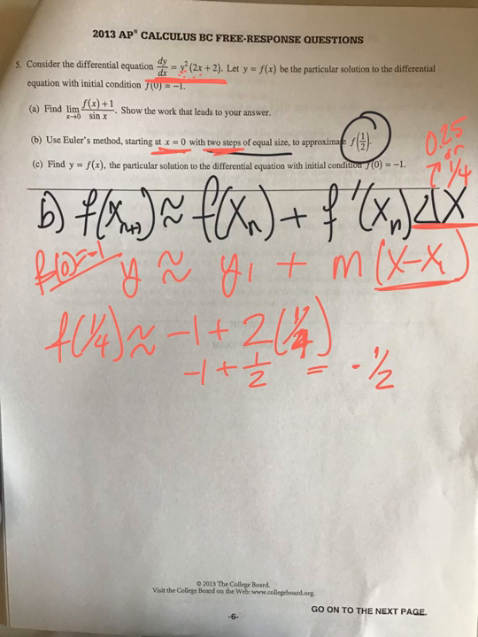If you wanted to use the decimals, you could have said, okay, negative 1 plus 2 times 0.25. 2 times 0.25 would have been 0.5 plus negative 1, which is negative 0.5. Same thing. So that's Euler's method once. So now let's do it again.